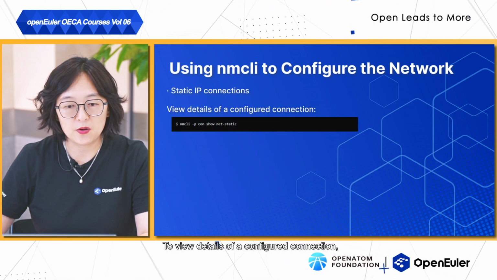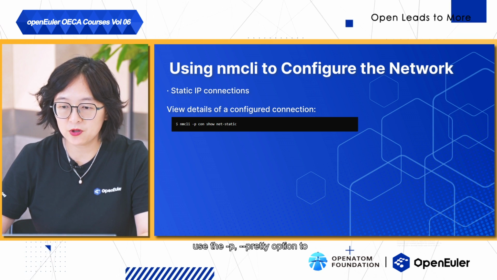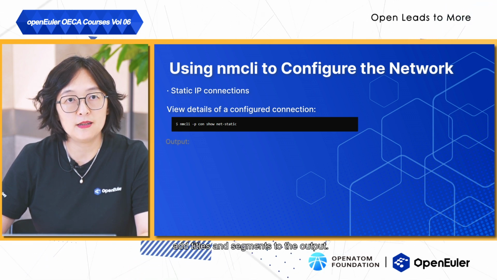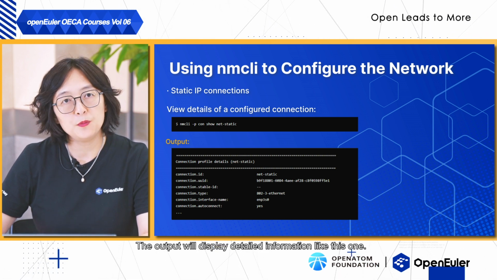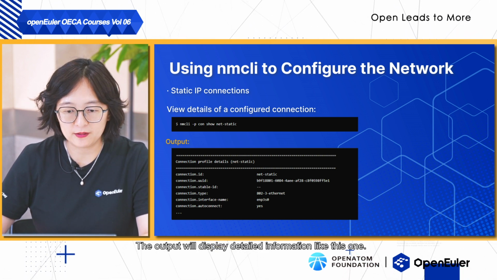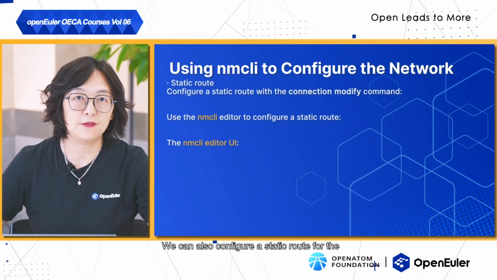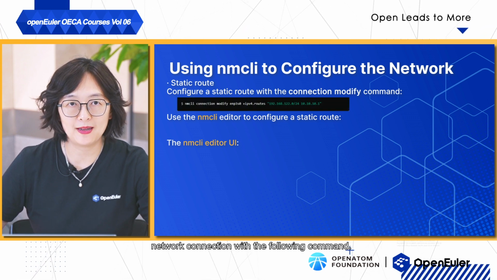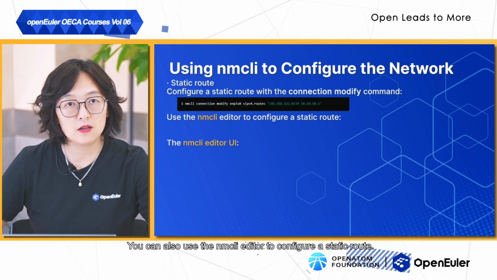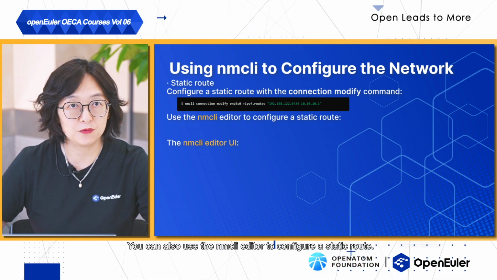To view details of a configured connection, use the Pretty option to add titles and segments to the output. The output will display detailed information like this one. We can also configure a static route for the network connection with the following command.